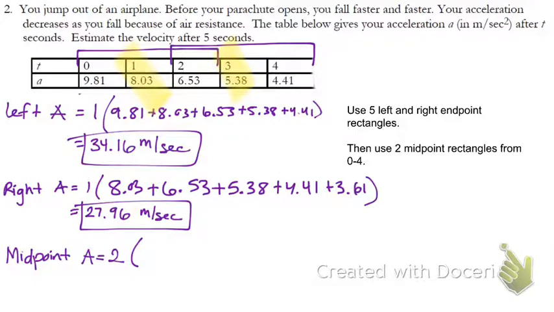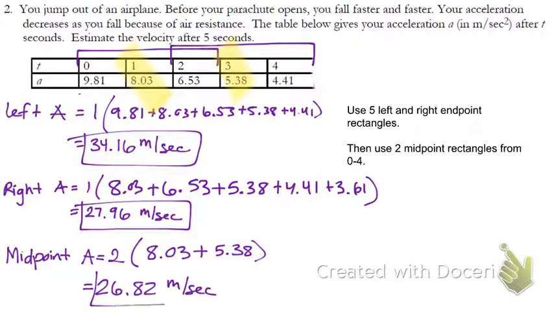And the midpoint, the height of the first rectangle from the middle of it is 8.03, plus the height of the second rectangle from the middle of it is 5.38. And if I get out my calculator, 8.03 plus 5.38 times 2, I got 26.82 meters per second.